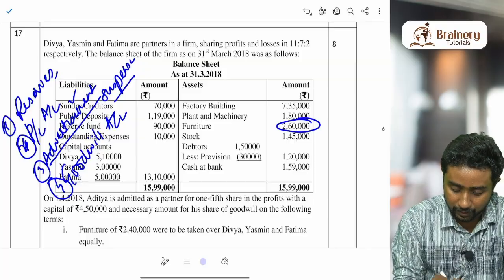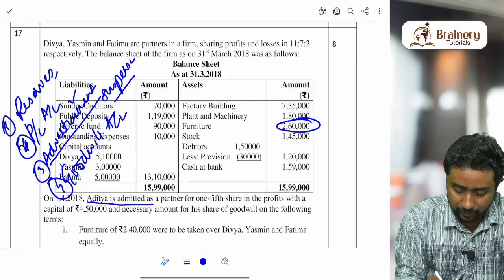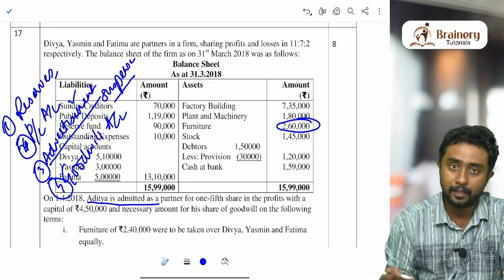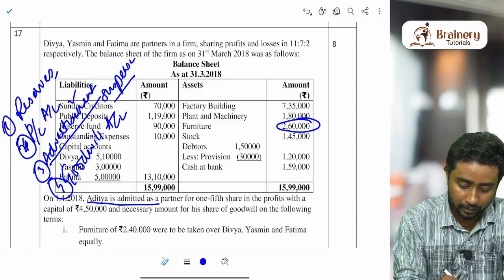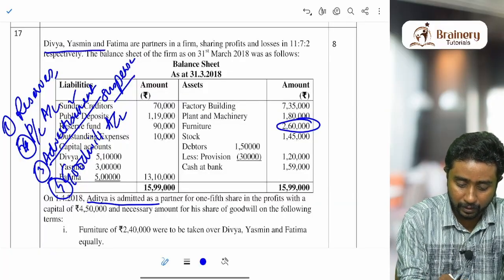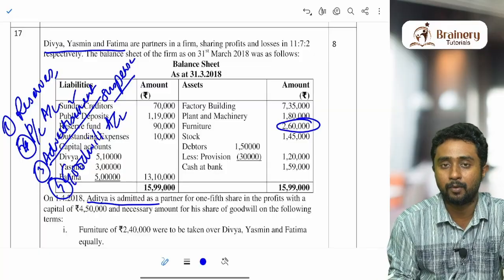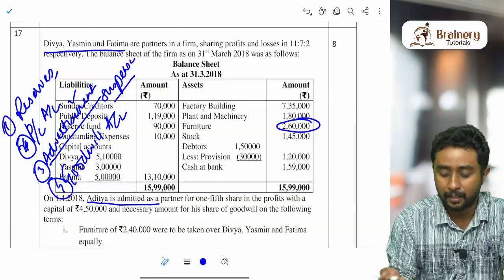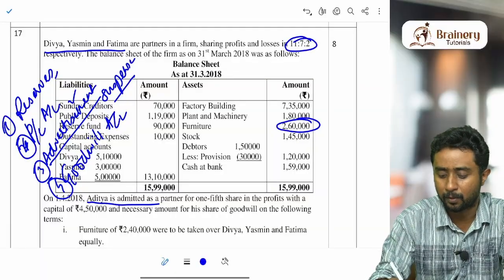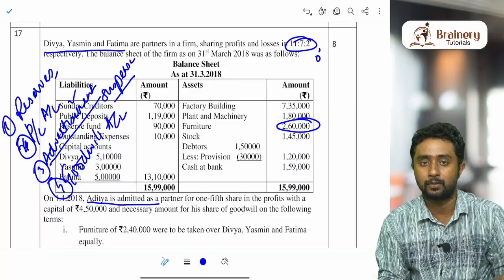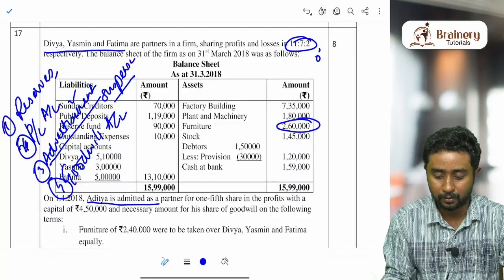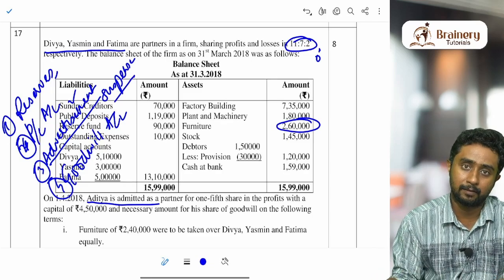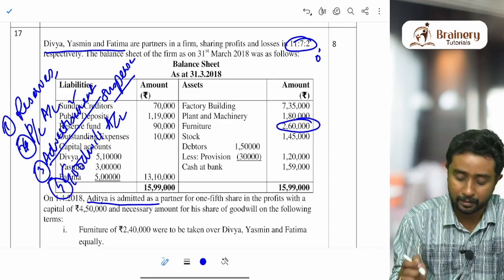That means here, as you can see, Aditya is admitted as a partner. As I mentioned in the introduction, this is actually a question from the admission chapter. So Aditya is the new partner. Before Aditya came, who were there? There were three partners: Divya, Yasmin and Fatima. So these partners who were there before such changes happened in the partnership will get a share of all these things in their original profit sharing ratio. Original means their old profit sharing ratio, that is 11:7:2. As you can see here, 11:7:2. This is the ratio in which you have to share all these things. That is one of the main purposes of the balance sheet which is given here.